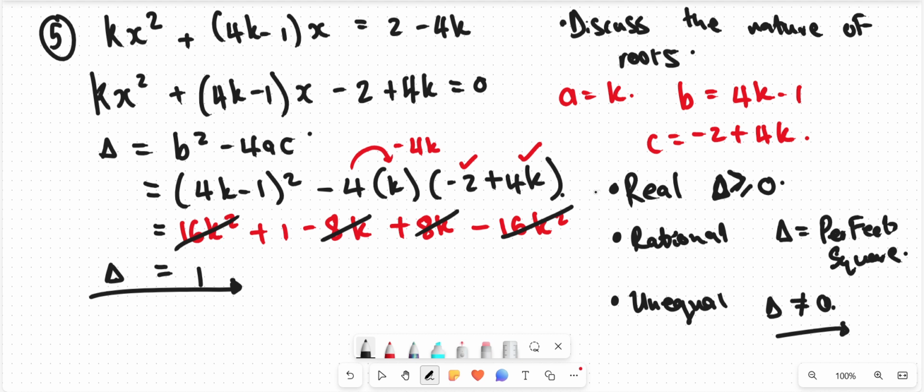So there we go. We've discussed it, talked about whether they're real, talked about whether they're rational or irrational, and talked about whether they're equal or unequal. This first part of this video was just me discussing the roots. So the next part, we're going to be told what type of roots they are, and we just need to find the values of that variable that are going to give me those roots. So let's look at examples that look like that.